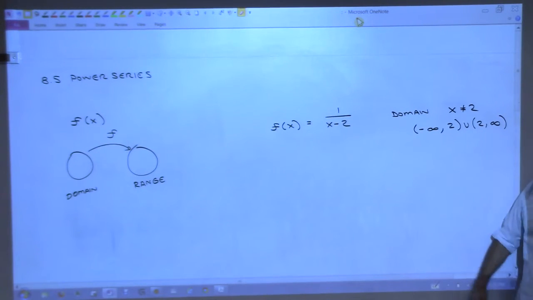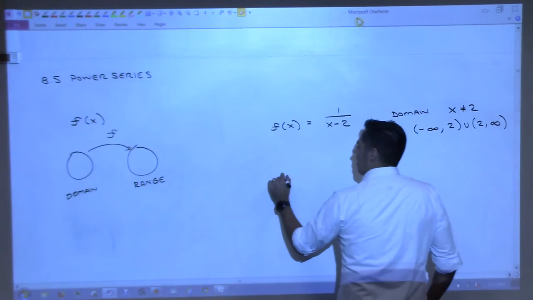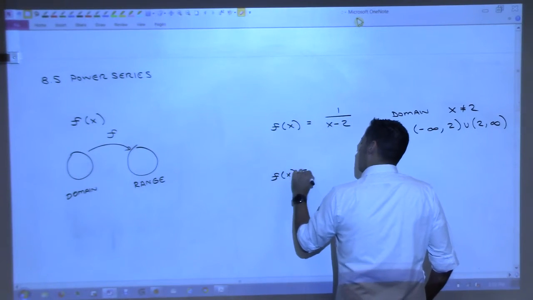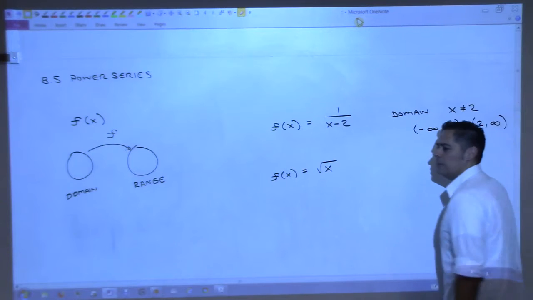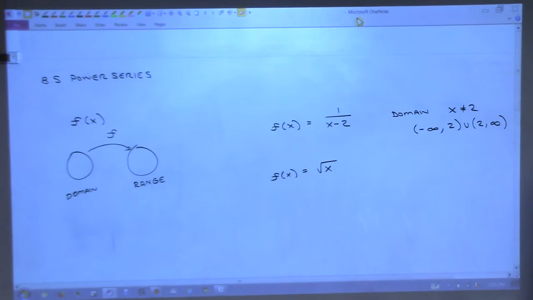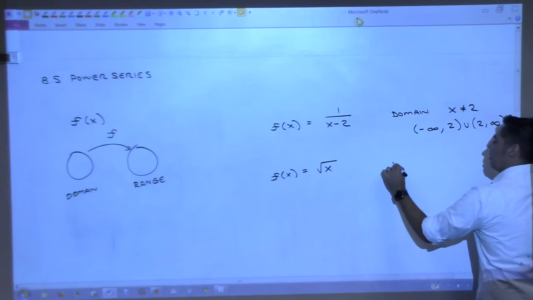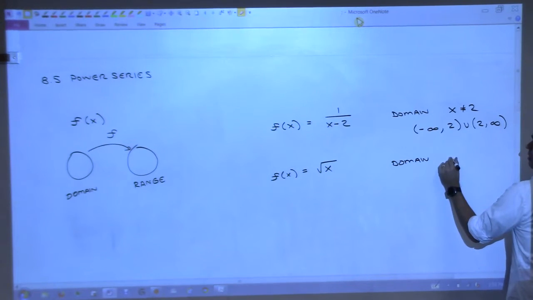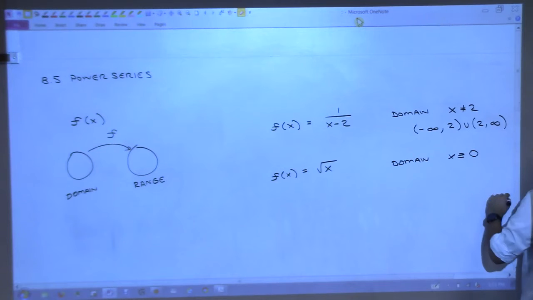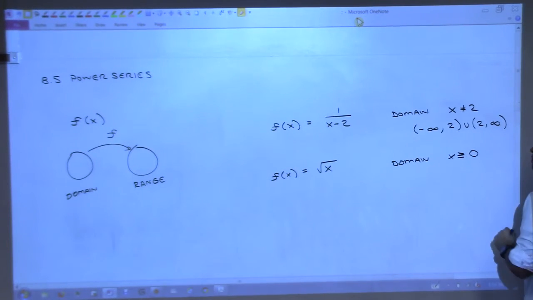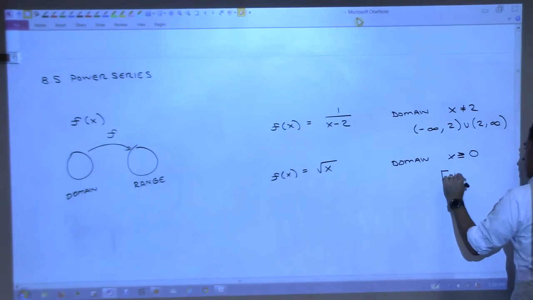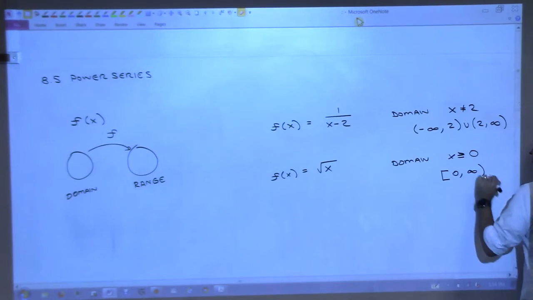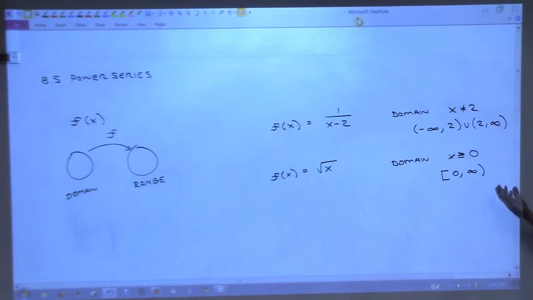Good? Okay, then we have things like root x. The domain of this is everything bigger than or equal to 0. So we would say everything to the right of 0 forever, including 0, because you can take the square root of 0. But you can't plug negatives in unless you want to play with imaginary numbers, which we're not going to do.